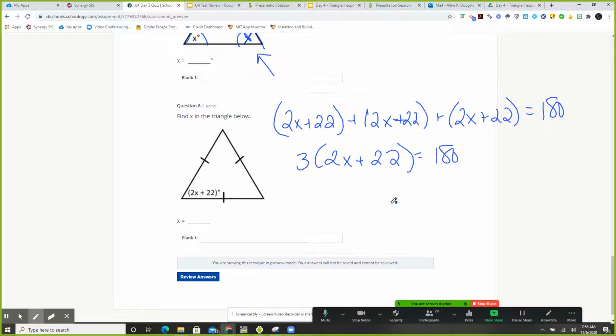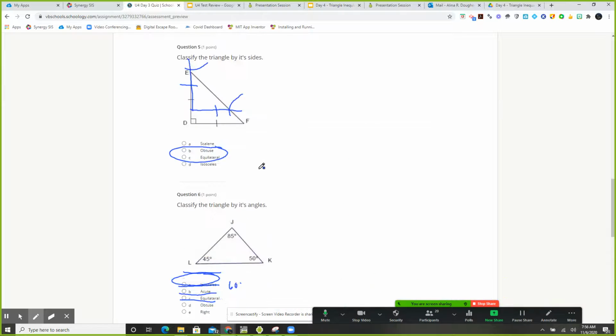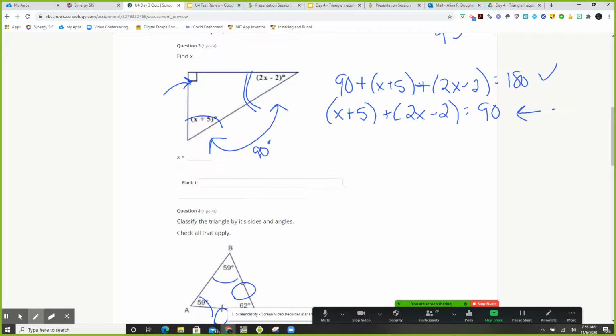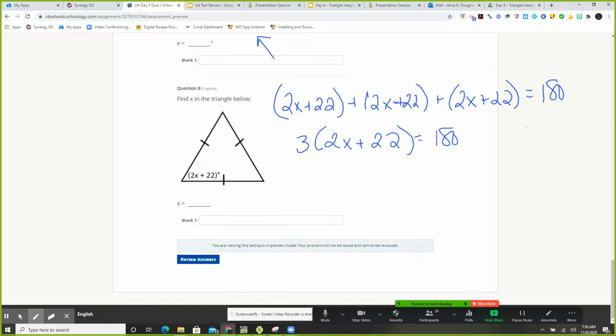There's one more option, kind of like up here in the right triangle, where we said these two acute angles add up to 90 degrees. So we could simplify our equation with a 90 instead of a 180. What do all the angles of an equilateral triangle have to equal? 60. So could I just do 2x plus 22 equals 60? Yeah. You can do any of those 3 equations. Each one of them is going to give you the exact same answer.